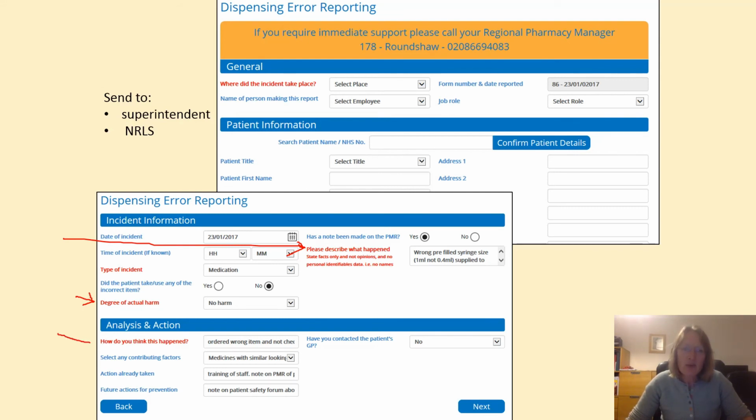And then how do you think this happened? That's very important. So you have to put down why did this happen, and then also look at actions to prevent. These forms are designed to link in with the NRLS. So the data is filled in by the pharmacy team at the pharmacy after an error has happened. It comes through to the superintendent's office. We then assess whether any more action needs to be done by the superintendent, such as sending a letter of apology to the patient, and everything's filed. We might need to send the information to our insurers, and then the information goes through automatically anonymised to the NRLS.